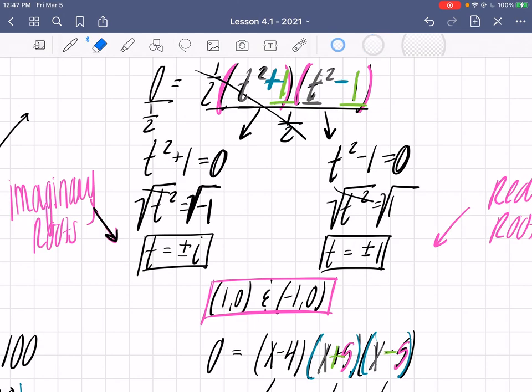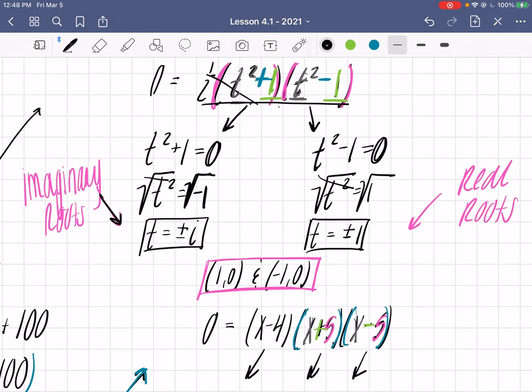Now the 1/2, that is technically just a stretch factor out in front. It's a constant, so if you wanted to, you could just divide both sides by 1/2, or you can just jump to splitting this up to where you take t squared plus 1, set that equal to 0, and t squared minus 1, and set that equal to 0, and solve both of them. So you're going to get 4 solutions here. t equals plus or minus i, because when you take the square root of -1, it becomes i, and then t equals plus or minus positive 1.